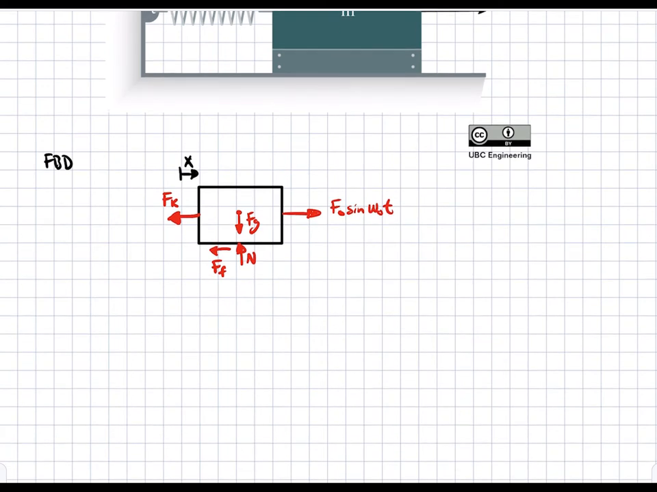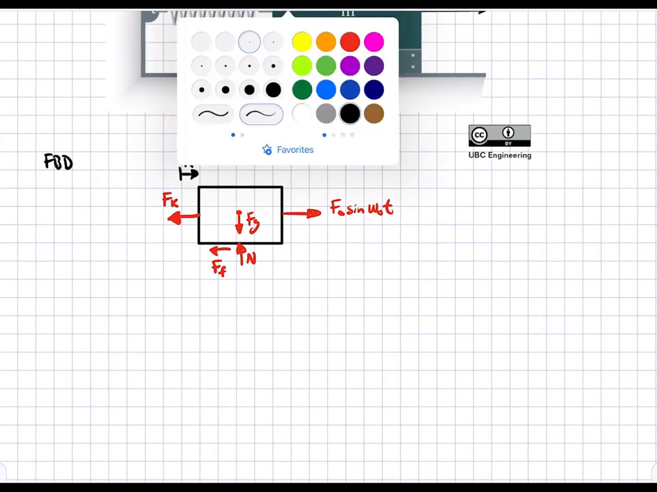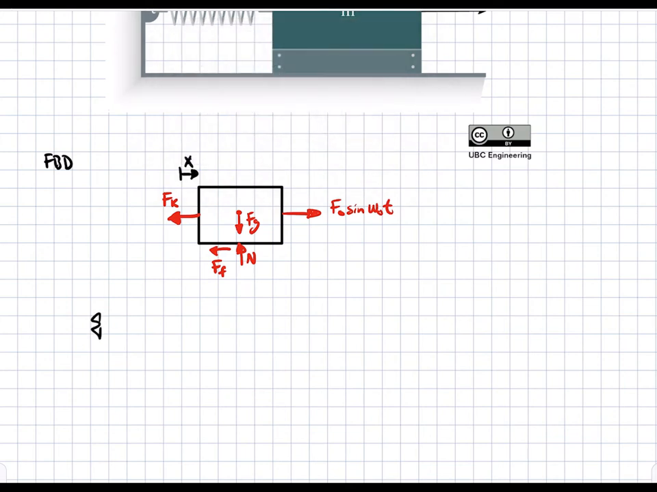Okay, so these are all the forces, and now we do a sum of forces in the x direction and sum of forces in the y direction. Now, the sum of forces in the y is equal to zero because there's no acceleration in the y direction, it's just sliding. So we get that Fg is equal to N, and we get that N is equal to Mg.